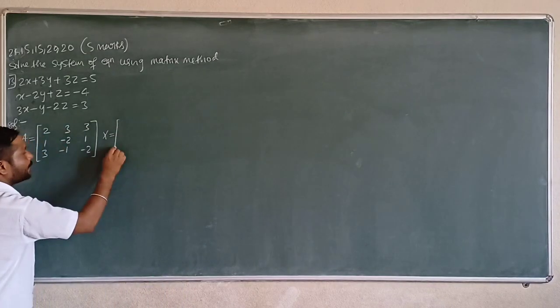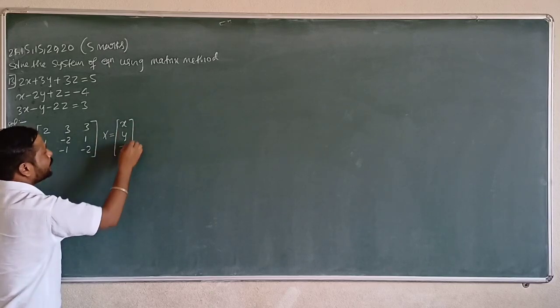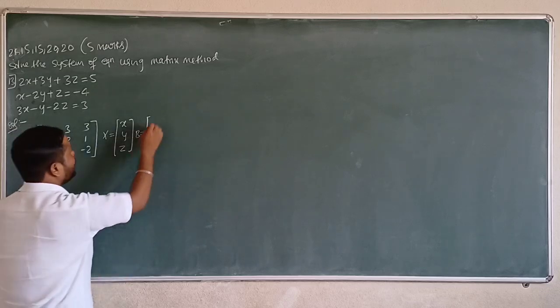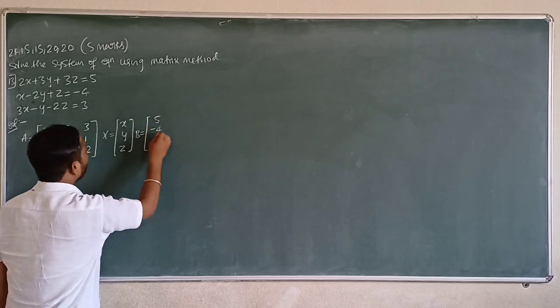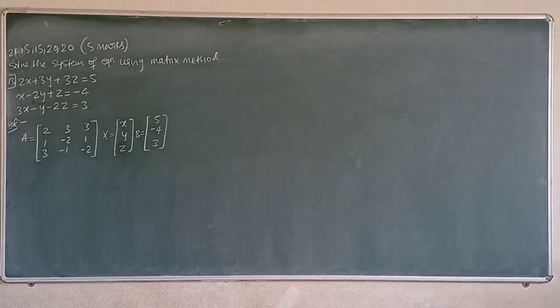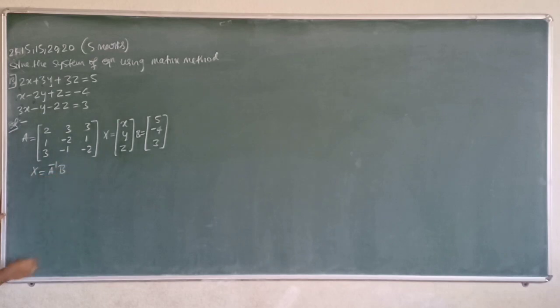How many variables are there? 3 variables: x, y, z. And B means the constants. What are the constants? 5, minus 4, 3. Right, we know that X is equal to A inverse into B, that is the matrix method.